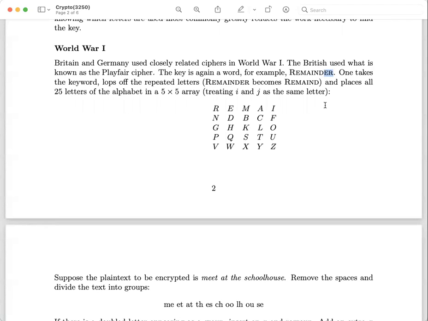So in this case, if our keyword is remainder, then we would get rid of the E and the R because we already have an E and the R earlier. And then you write down the first distinct letters in the word. You write down the rest of the alphabet, and then you can use this pattern to encode and decode the data.